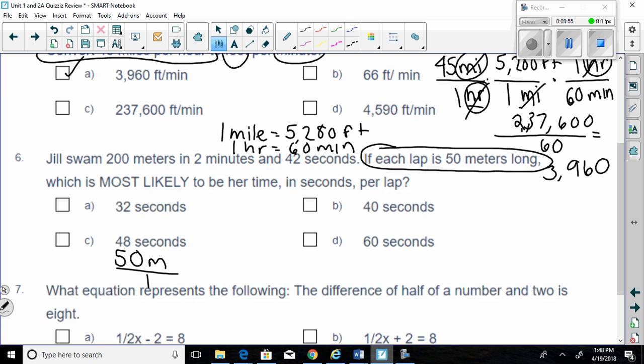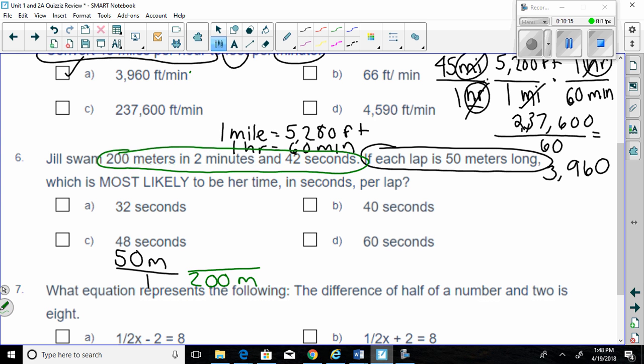That's our unit setup. It's only if it's per something. Then I go over here and ask, okay, what conversions are they giving me? They're giving me that they go 200 meters in 2 minutes and 42 seconds. So if meters is at the top here, where does it need to go now? Bottom.